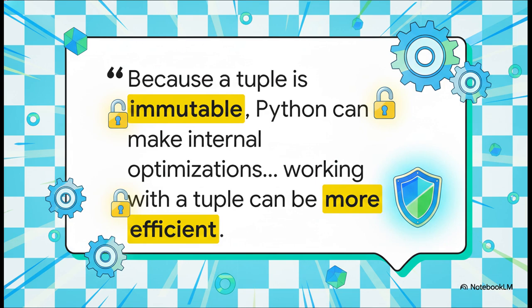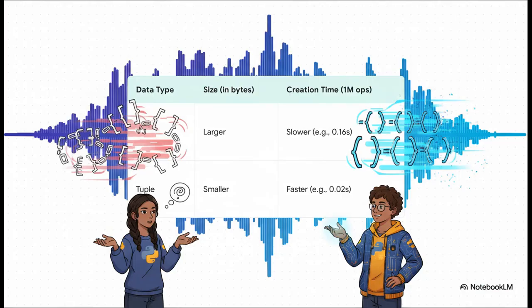Well, this is where it gets really interesting. Because a tuple can't change, Python can do some clever stuff behind the scenes, some internal optimizations. That unchangeable nature actually has a secret advantage. And trust me, that stability pays off in a big way, especially when you're dealing with tons of information. See, tuples take up less memory, and they're created way faster than lists.